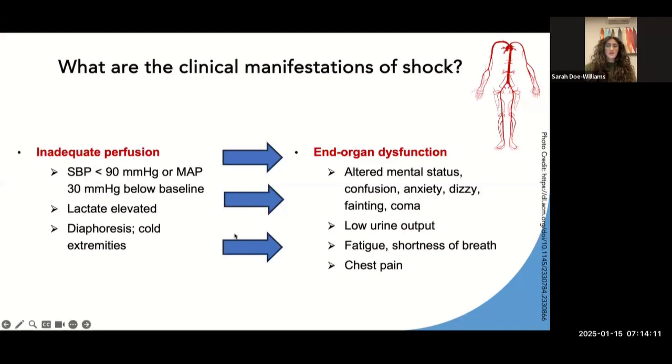All of these can be data points to see what organ dysfunction is happening. So we can have altered mental status, confusion, anxiety, dizziness, fainting, and even a coma. We can see that we have low urine output, we have fatigue, shortness of breath, and some people have chest pain.